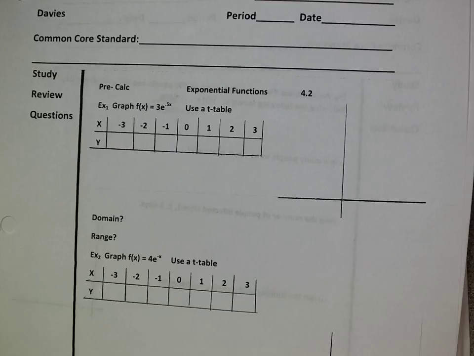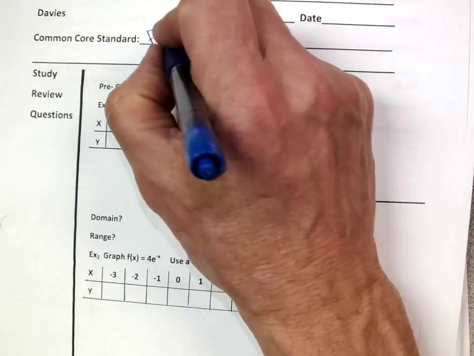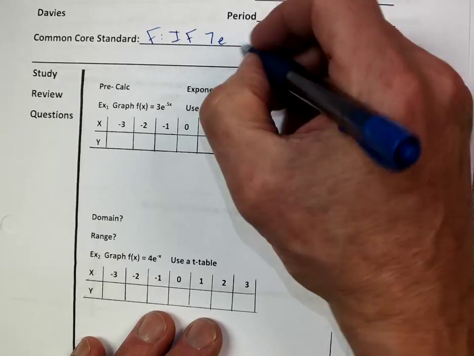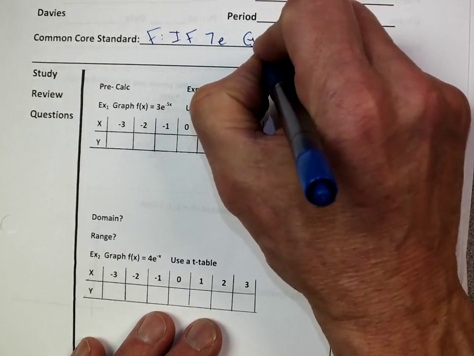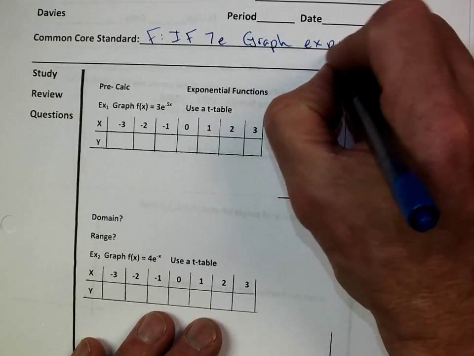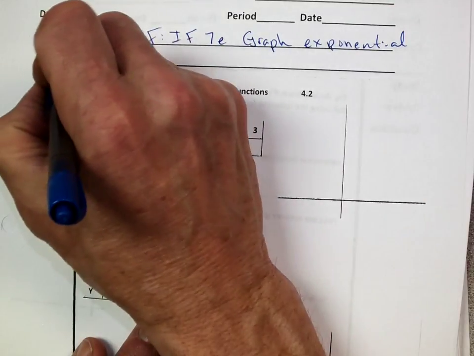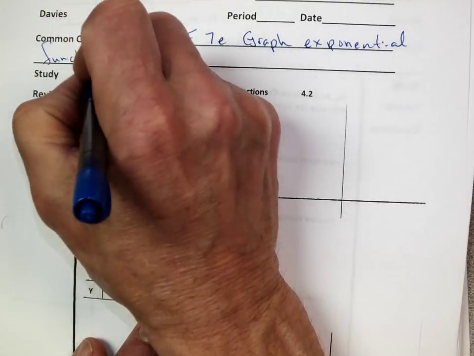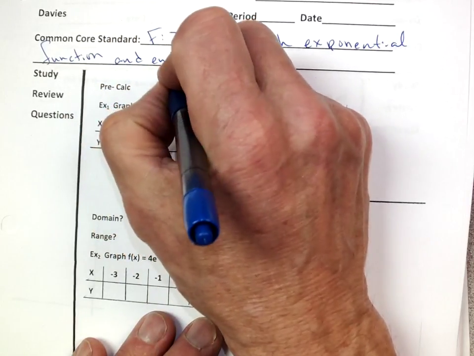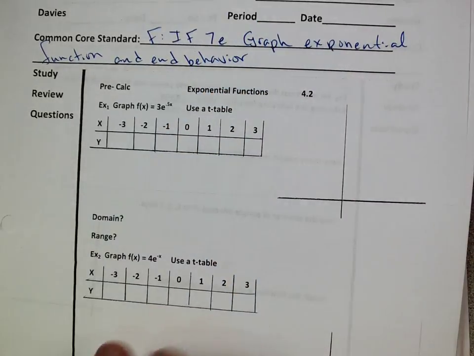So today, Common Core is F for function, IF, interpreting functions, 7E, and it is to graph exponential functions and end behavior. All right. So, example 1.